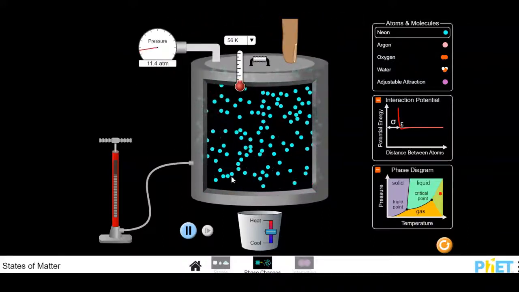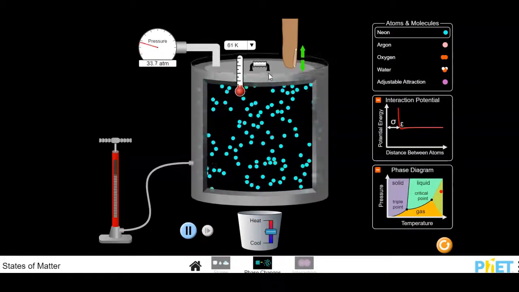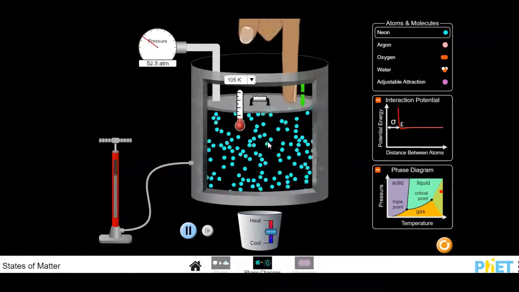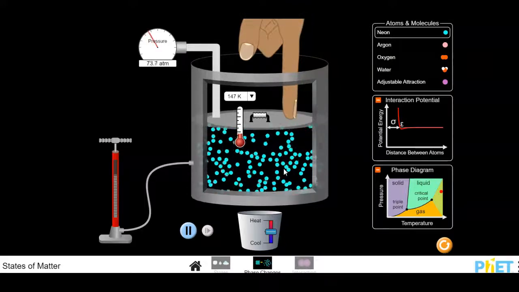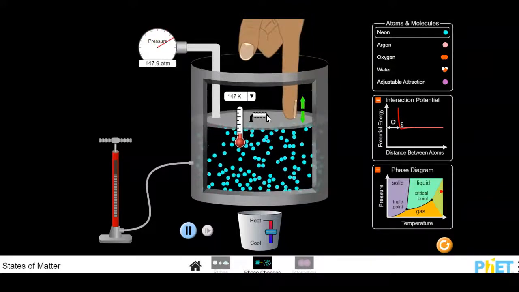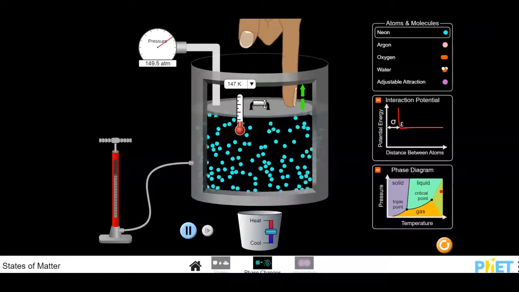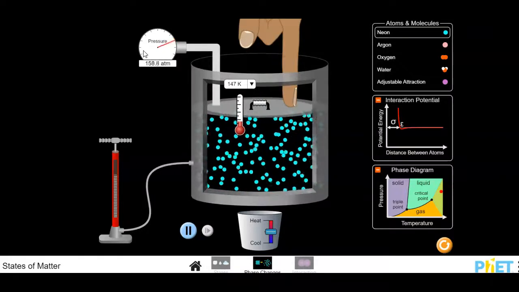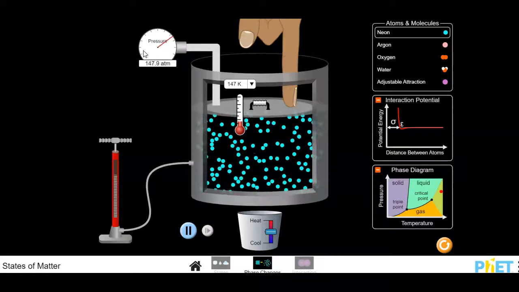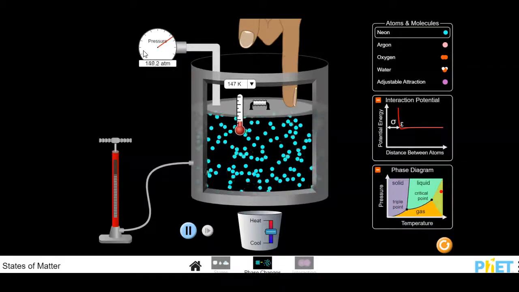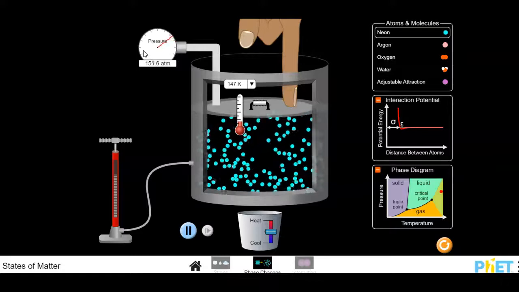Let me fix that. And the third way is if I decrease the volume, that means there's less space for the gas particles to move around in. That means they're going to hit the container walls more often, right? Just because there's less volume. And so there's going to be more pressure. And so those are basically the three ways you can affect the pressure of a gas. And later we'll see how you do calculations with that kind of concept.